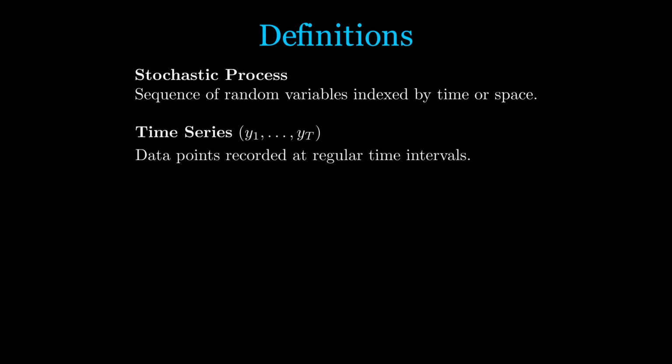Next, we have a time series, which is a sequence of data points recorded at regular time intervals. Capital T represents the number of observations, and each data point y is indexed in chronological order from 1 to T. So in the coin flip example, the results of your 10 flips could be represented by a time series, such as heads, tails, heads, tails, heads, tails, heads, heads, heads, tails.